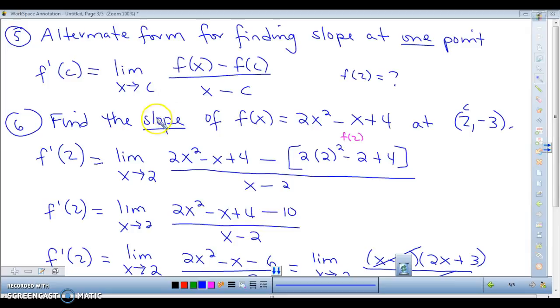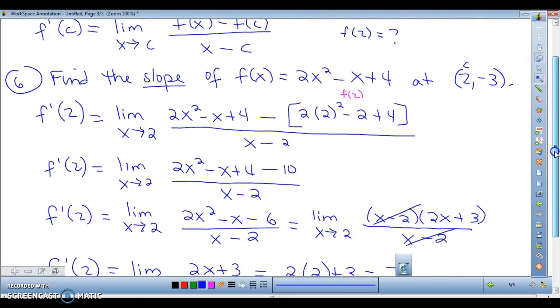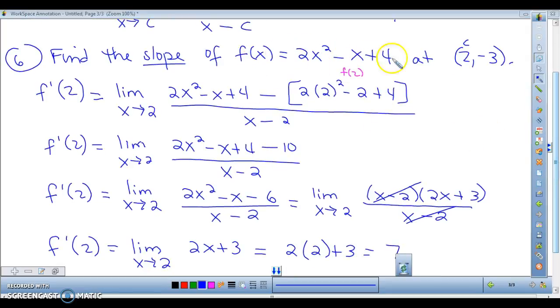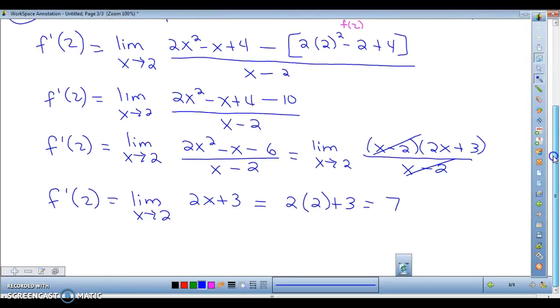Now again, if it asks for just the derivative of this, then that has to be in terms of x. But this is asking for the slope of this function at that point. So we're good there.